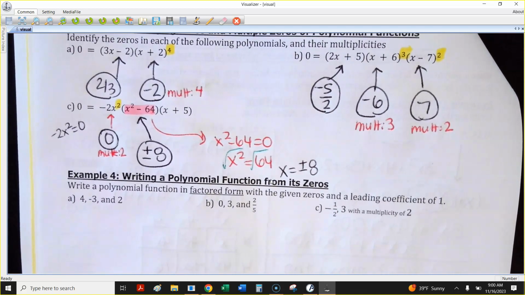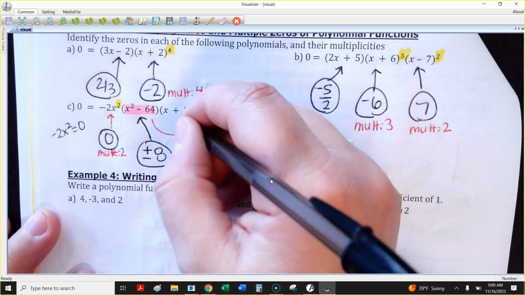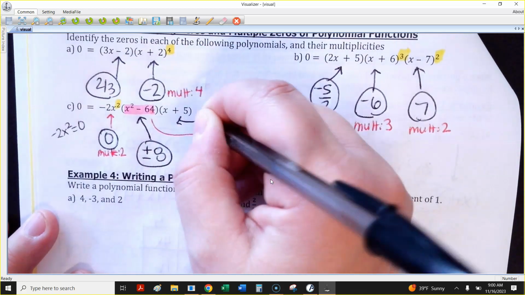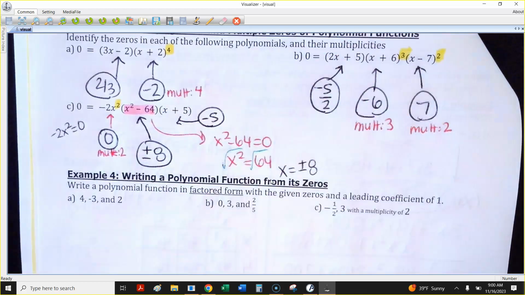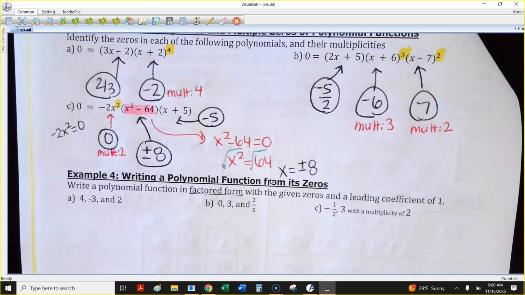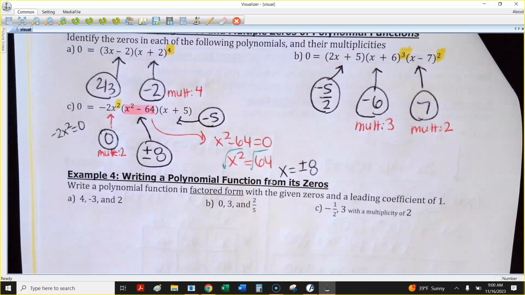And then the one on the end is just an x plus 5. So that would just be negative 5. And there's no multiplicity on that because there's no exponent on the parentheses. Does anybody have a question?